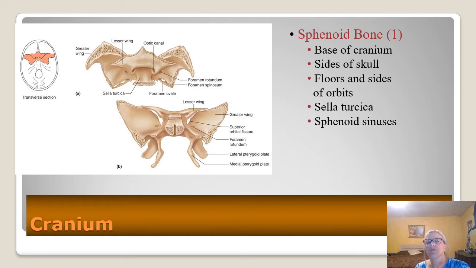So it forms the floors and sides of the orbits, or helps form. It contains the sella turcica and the sphenoid sinuses. The sella turcica means Turkish saddle, and it's this little ridge-like thing that goes like this, and it looks kind of like a Turkish saddle, so that's where it got the name.